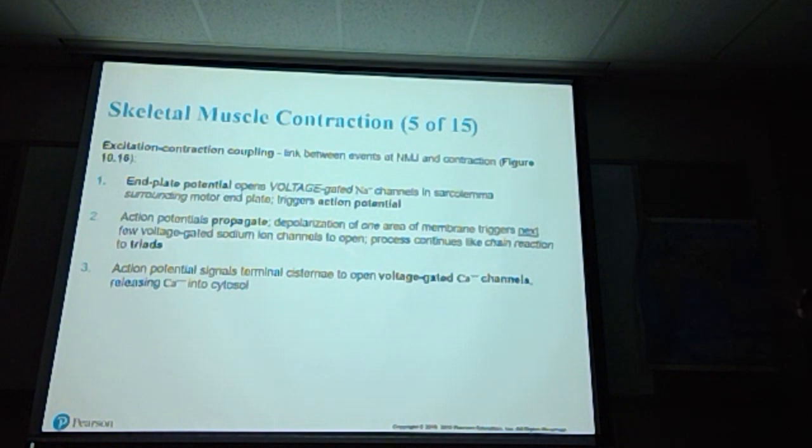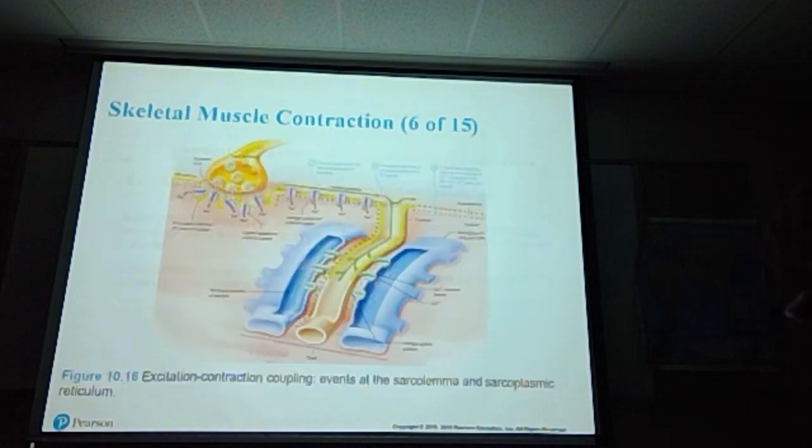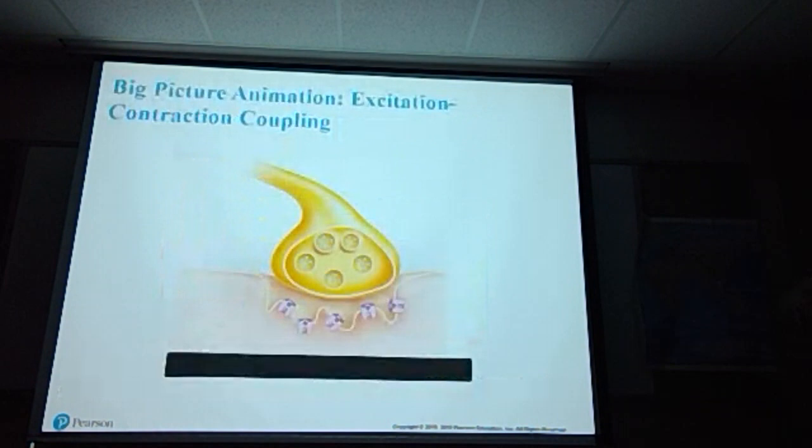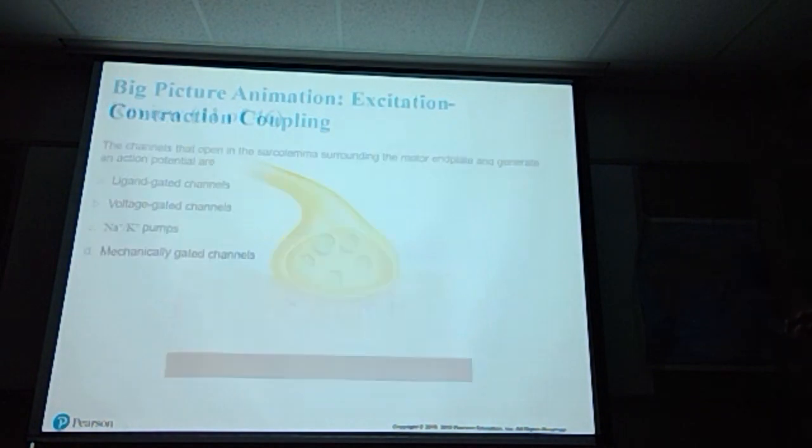The action potential signals the terminal cisternae to open the voltage-gated calcium channels, which releases calcium, again Ca2+, meaning they've got two extra protons, into the cytosol. So here's the action potential moving down. Once the signal gets down here, channels open, allowing the calcium to move into this system in the triad. Another video that you can watch at your leisure.